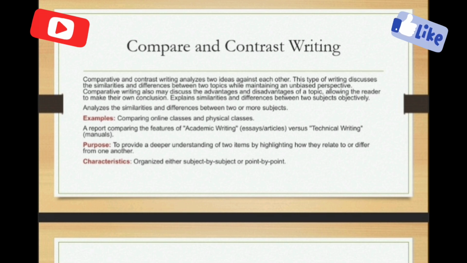Now, what is the example of compare and contrast? Comparing online classes and physical classes. A report comparing the features of academic writing versus technical writing. Then, purpose of compare and contrast is to provide a deeper understanding of two items by highlighting how they relate to or differ from one another. Characteristic of compare and contrast writing: organized either subject by subject or point by point.